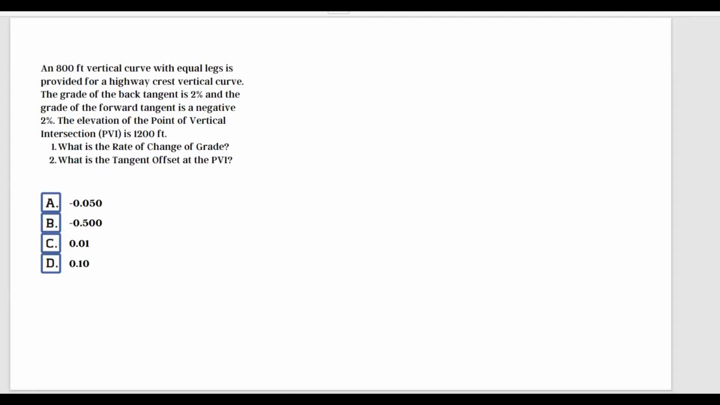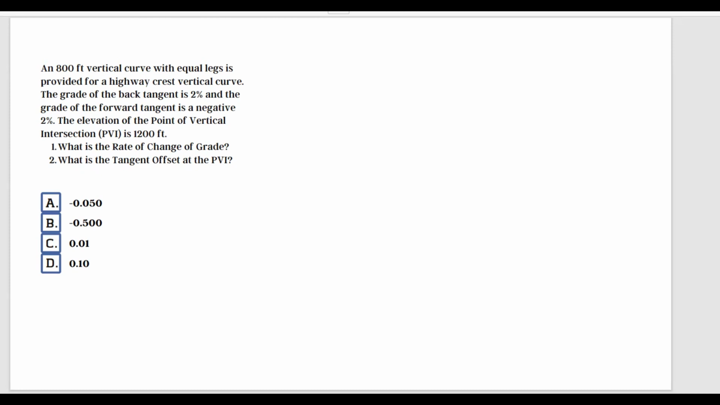An 800 feet vertical curve with equal legs is provided for a highway crest vertical curve. The grade of the back tangent is 2% and the grade of the forward tangent is negative 2%. The elevation of the point of vertical intersection, PVI, is 1200 feet. What is the rate of change of grade? And 2, what is the tangent offset at the PVI?